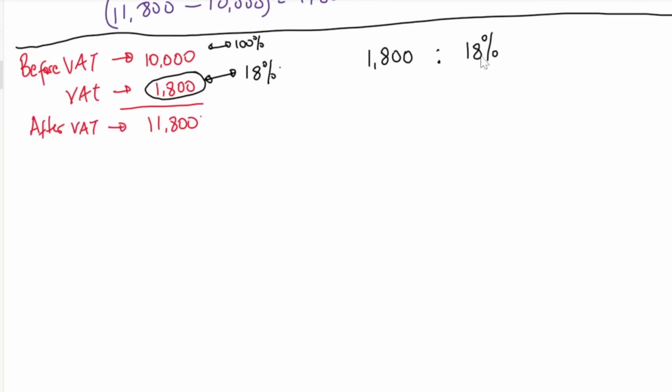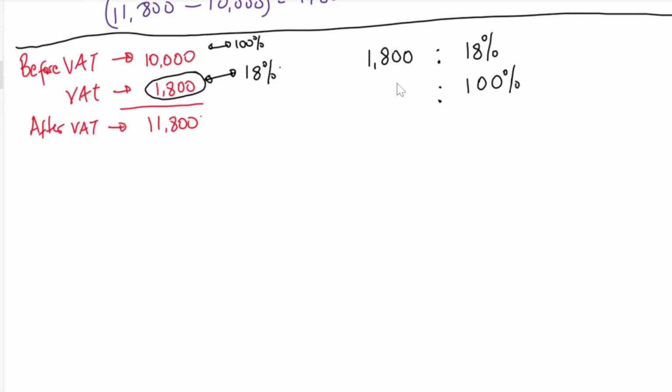So what is that amount before VAT? What is it going to be corresponding to? So if my 1,800 corresponds to 18%, what about my amount before VAT? I know my amount before VAT is representing 100%, but what is the figure? It's what I'm trying to look for.